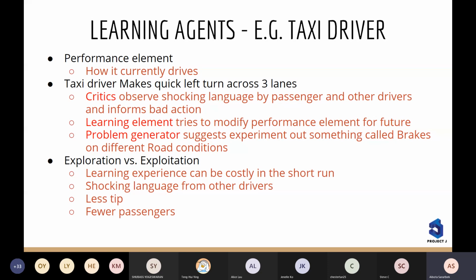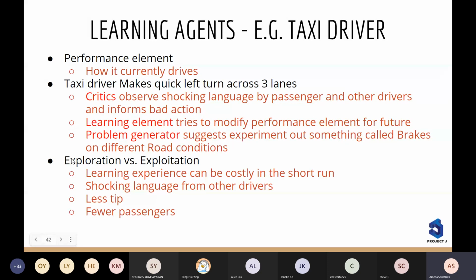So the learning element considers this feedback, and it tries to modify its actions for future cases. And the problem generator element also suggests things like, well, you can try your brakes or something, right? So yeah, there are actually some problems with that, which we will talk about now.